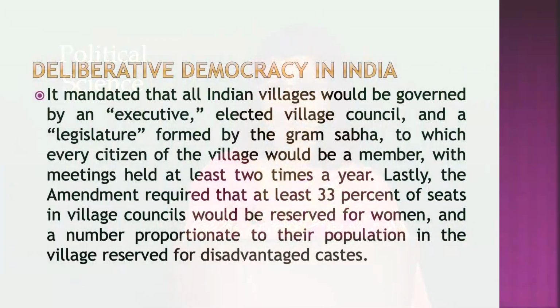Also, the amendment required that at least 33% of seats in village councils would be reserved for women, and a number proportionate to the population in the village reserved for disadvantaged castes. So, therefore, this did not simply talk about direct democracy, it also talked about the participation of women and the disadvantaged castes and classes. So, this was a change which was brought about for rural India with large benefits.